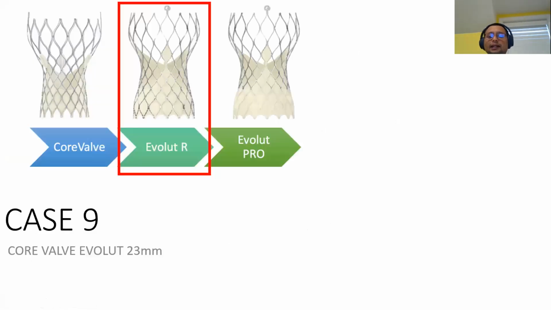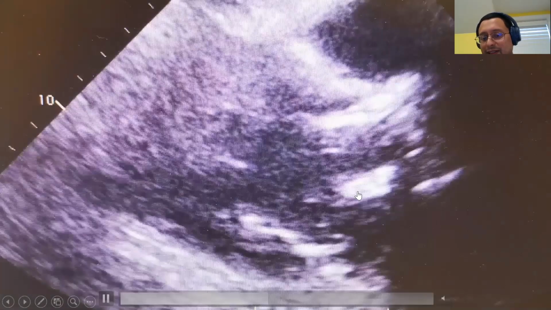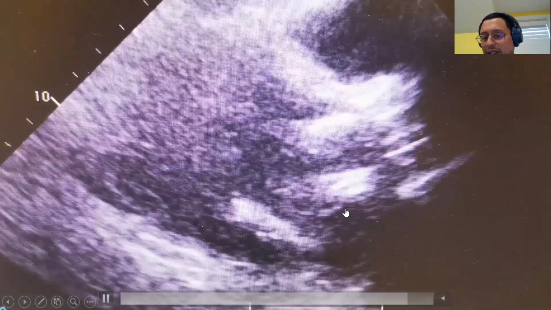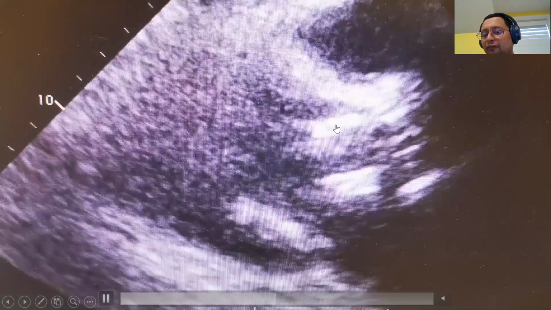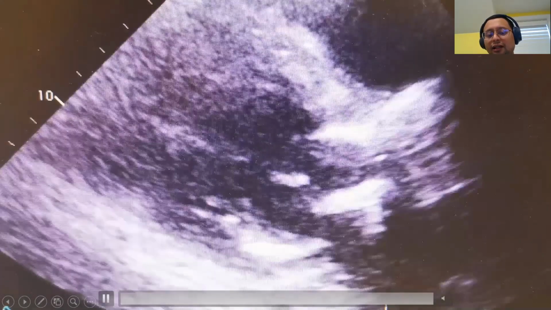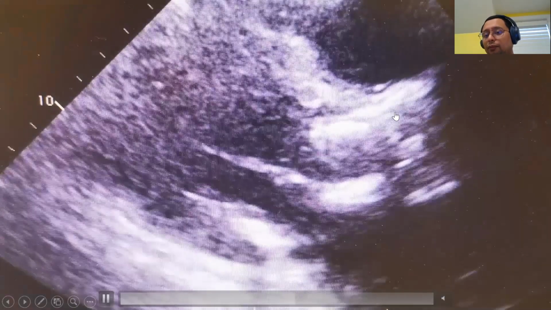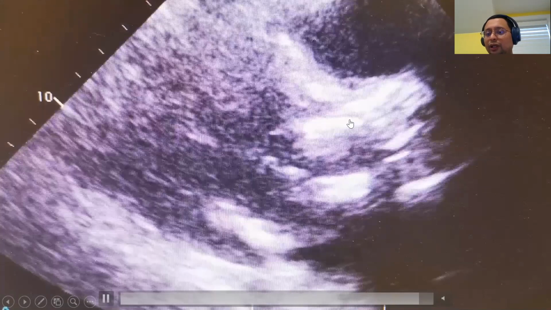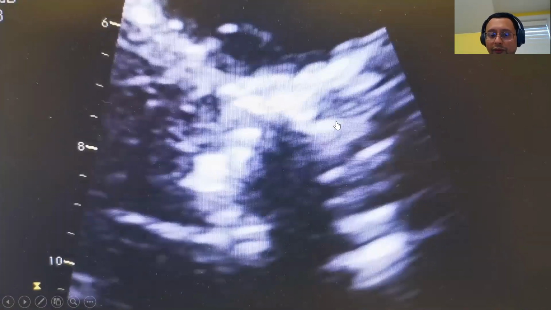So this is case number 9. This is a CoreValve. Okay, you can see the CoreValve has a longer profile. It actually extends way into the left ventricle. In fact, I have seen a case in which the patient had subaortic obstruction, a subaortic membrane, and they used a CoreValve to overcome that problem. Not a leaflet, but a subaortic membrane, because the CoreValve is so long. I just wanted to show you how a CoreValve looks.